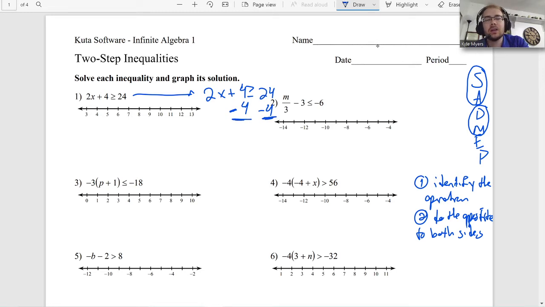Okay, so minus 4, and I want to cross that out. So then 2x is left over here. 4 minus 4 is 0, so I don't need to write that. 24 minus 4 is 20. And then my next step.